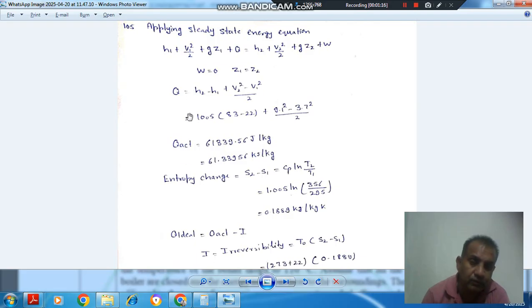So first of all, applying the steady state energy equation between inlet and outlet of the dryer. Suppose enthalpy at inlet is H1, velocity is V1 and head is Z1, and suppose Q is heat added in the dryer, and at exit enthalpy is H2, velocity is V2 and head is Z2, and W is work done. As there is no work done in the dryer, W is 0, and there is no change in potential energy, so Z1 is equal to Z2.